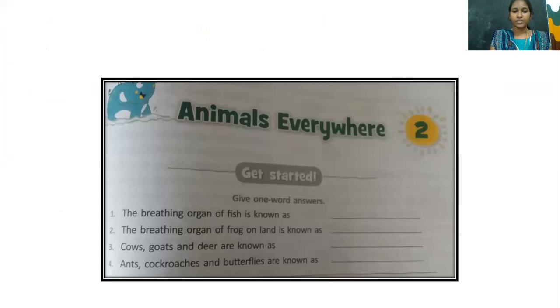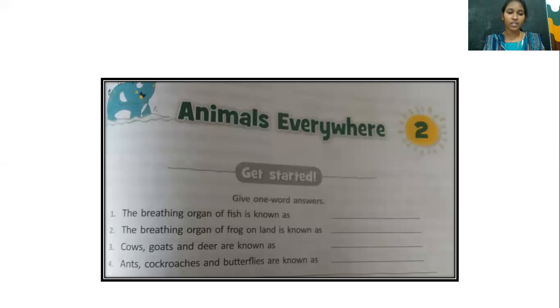Your second chapter will start with a few questions for checking your previous knowledge. I think you all knew these answers before because you studied them in previous classes. Once again we have to discuss these questions. First question. The breathing organ of a fish is known as dash. What is the breathing organ of fish? Gills. Gills is the breathing organ of fish.